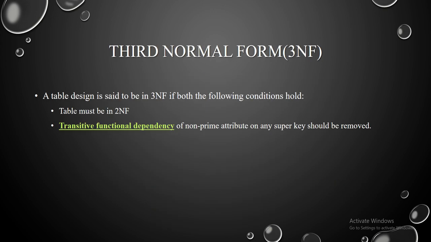A table is said to be in third normal form if it is in 2NF, and if there is any transitive functional dependency, it should be removed. What is transitive functional dependency? What is transitive functional dependency?